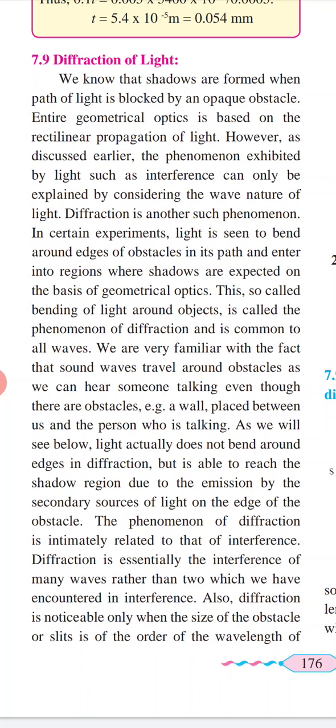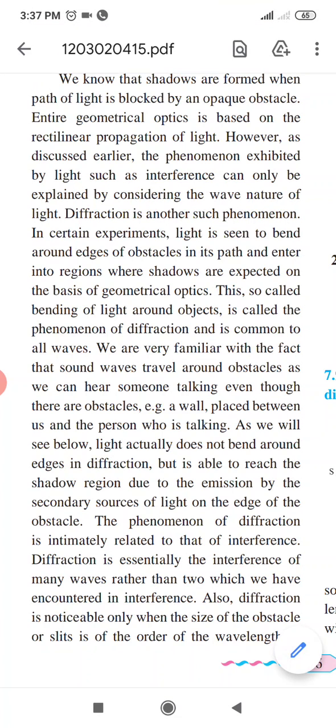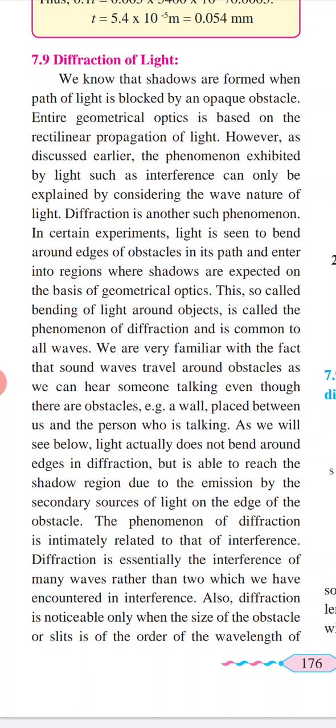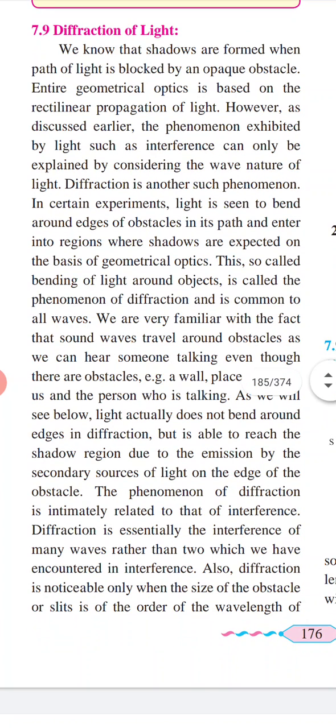We are very familiar with the fact that sound waves travel around obstacles, as we can hear someone talking even though there are obstacles, for example a wall placed between us and the person who is talking. As we will see below, light actually does not bend around edges in diffraction, but is able to reach the shadow region due to emission by secondary sources of light on the edge of the obstacle.